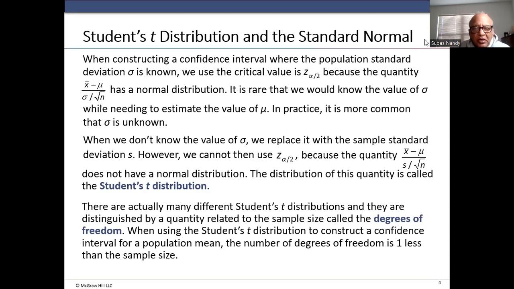There are actually many different students' t distributions, and they're distinguished by a quantity related to the sample size called the degrees of freedom. When using the student's t distribution to construct a confidence interval for the population mean, the number of degrees of freedom is one less than the sample size. This you have to remember. Degrees of freedom for a t distribution is sample size minus 1.